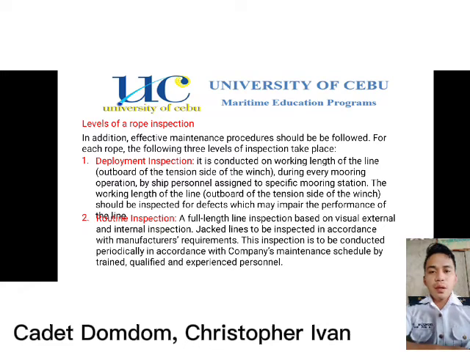Levels of rope inspection. In addition, effective maintenance procedures should be followed. For each rope, the following three levels of inspection take place. First is the deployment inspection. Deployment inspection is conducted on the working length of the line, or outboard of the tension side of the winch, during every mooring operation by shift personnel assigned to a specific mooring station.